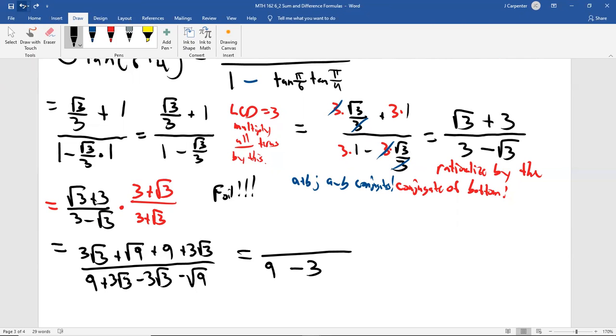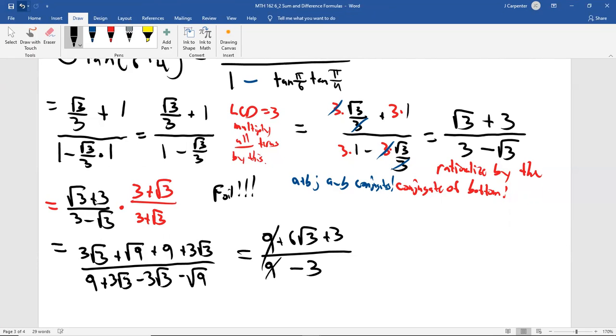So I'm going to write the 9 first. I'm writing this 9 first because it's my whole number. Then I'm going to go ahead and combine these two, the 3 square root of 3 plus 3 square root of 3, which would be 6 square root of 3. It's like having 6 apples plus 6 apples. It's just our apples are square root of 3. So plus 6 square root of 3. And then I'm going to write this last, the square root of 9 is 3, so plus 3.